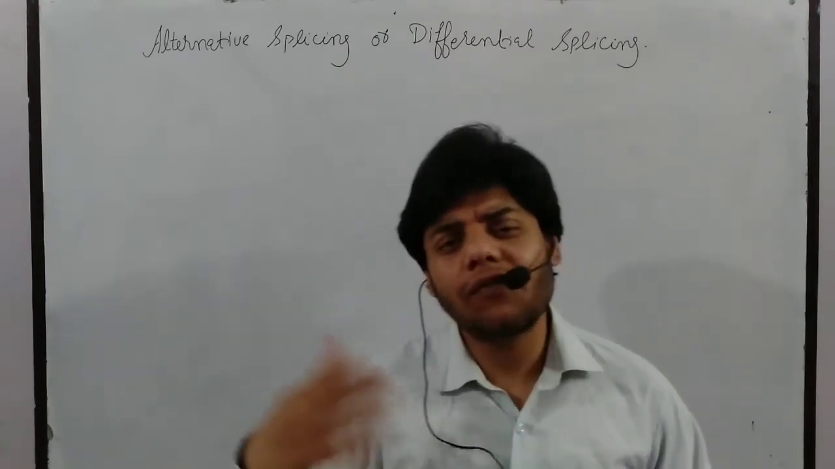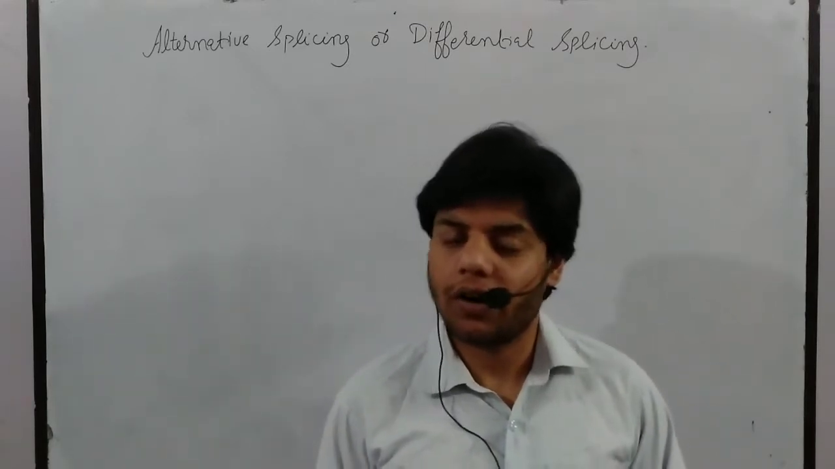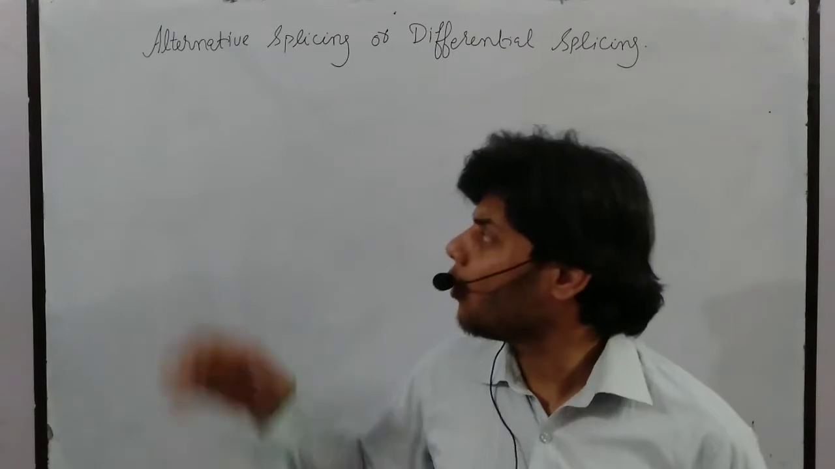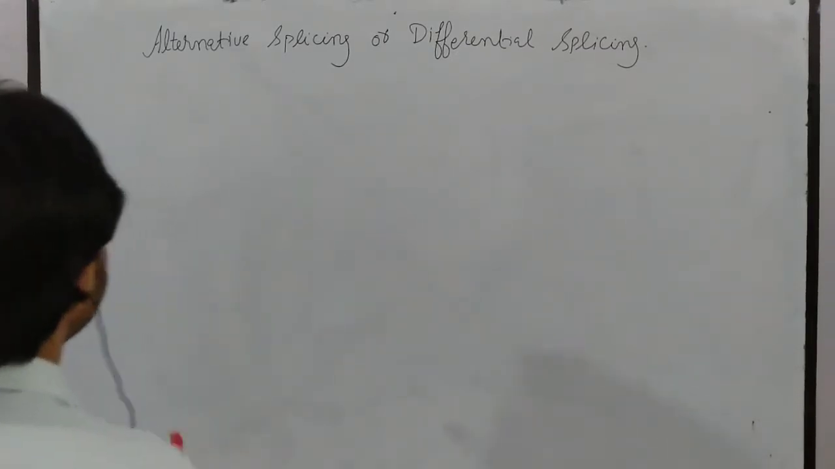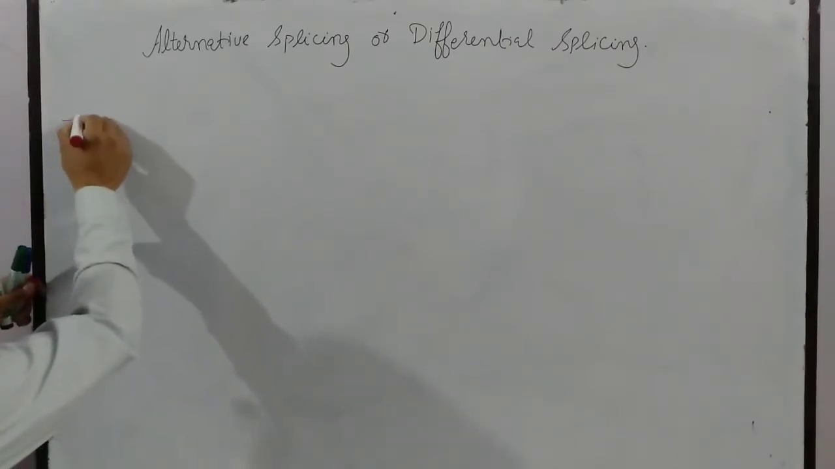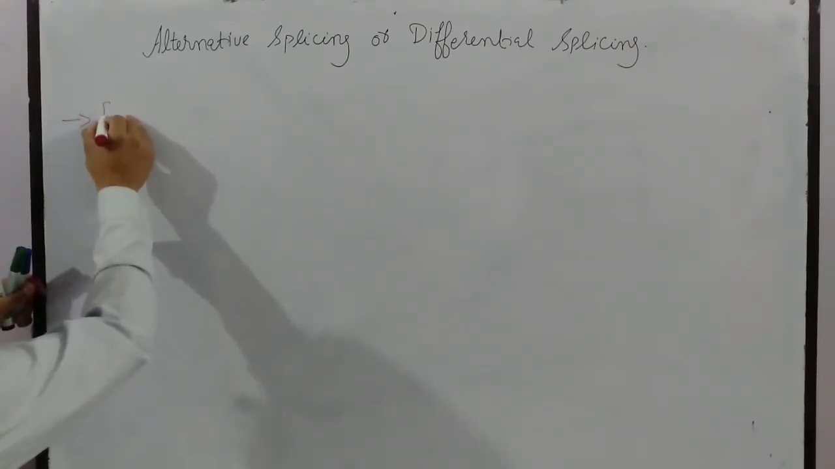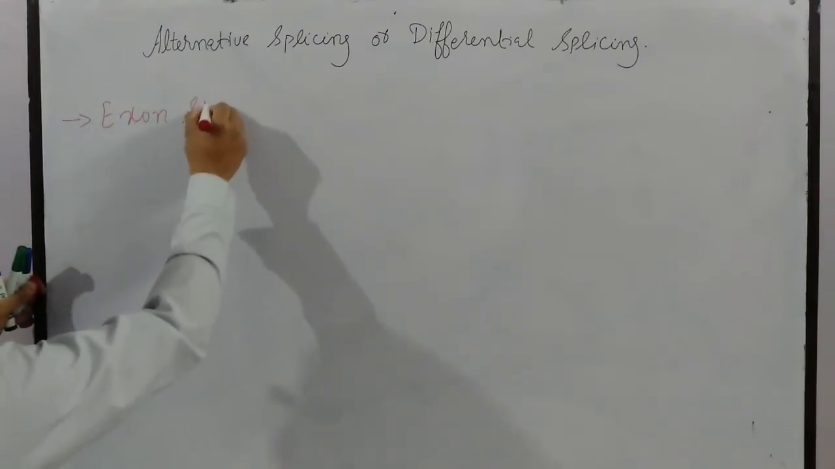In this case, different kinds of changes occur inside the messenger RNA. What kinds of changes occur, we'll be talking about in this video lecture. The first alteration in this case is exon skipping.